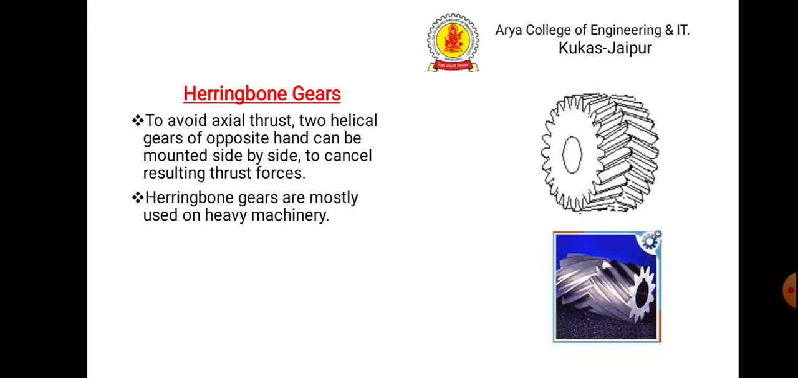Then herringbone gears. So to avoid axial thrust, two helical gears of opposite hand can be mounted side by side, as we can see in the figure, to cancel the resulting thrust force. These are generally used on heavy machineries.